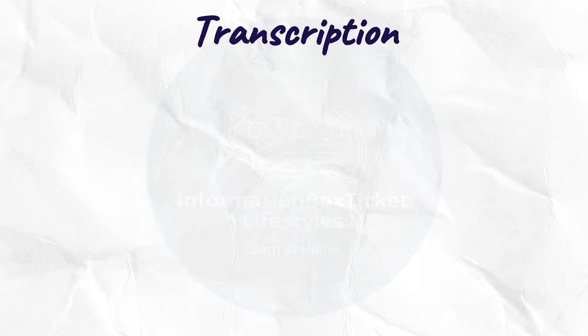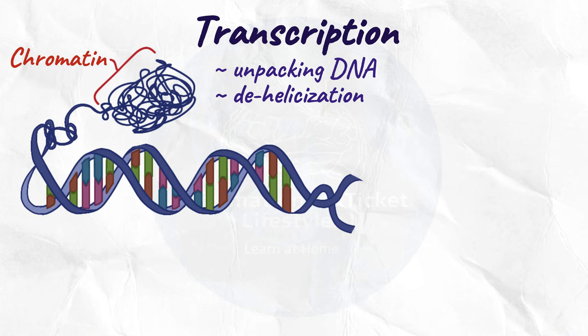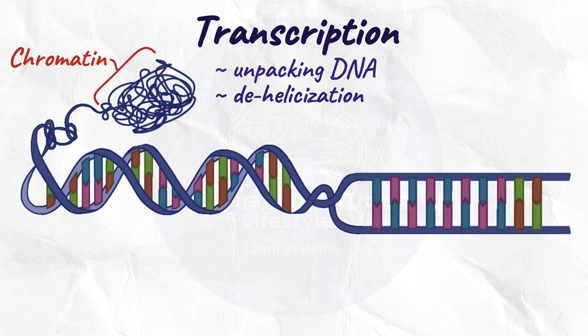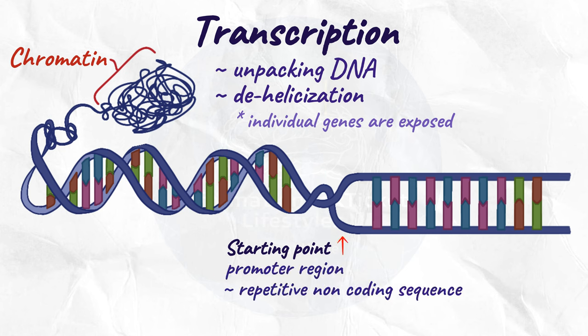Now, transcription begins with the unpacking of DNA from chromatin and dehelicization, which means that the double helix unwinds slightly, exposing individual genes. A gene's starting point is defined by a promoter region, which is a repeating non-coding sequence of nucleotides. For example, T, A, T, A, T, A, T, A sequence is one well-known promoter called the TATA box, which indicates where to start transcribing.